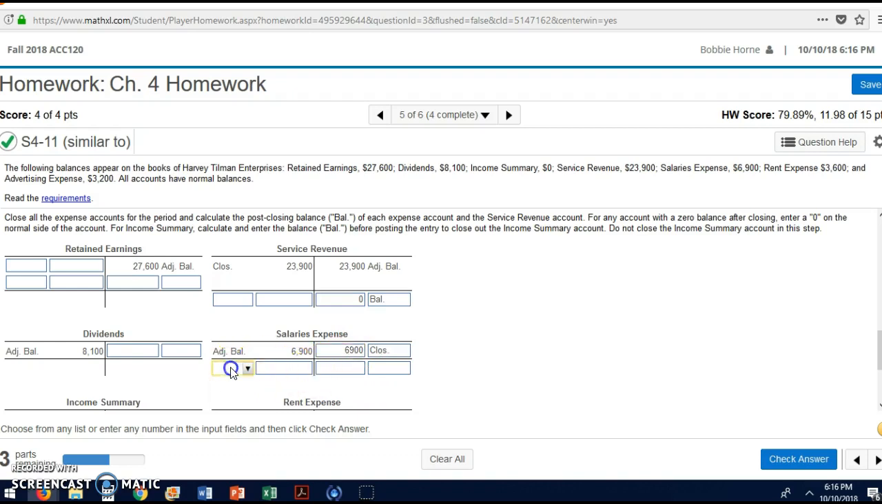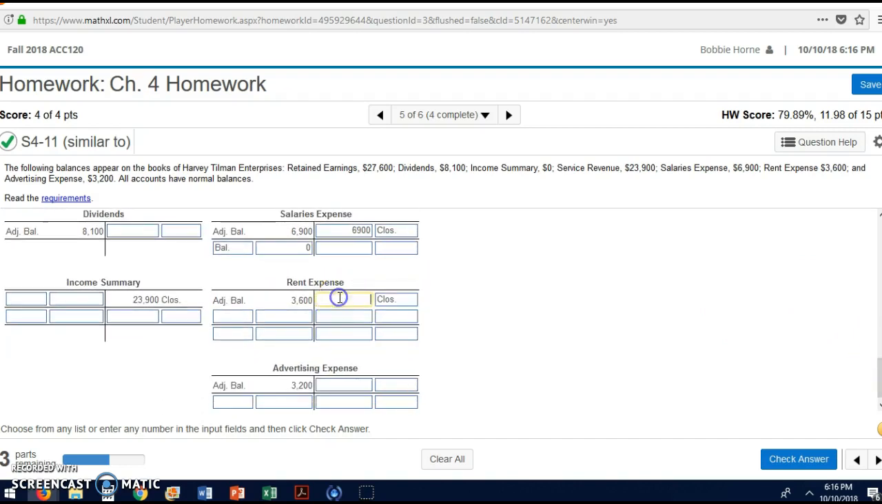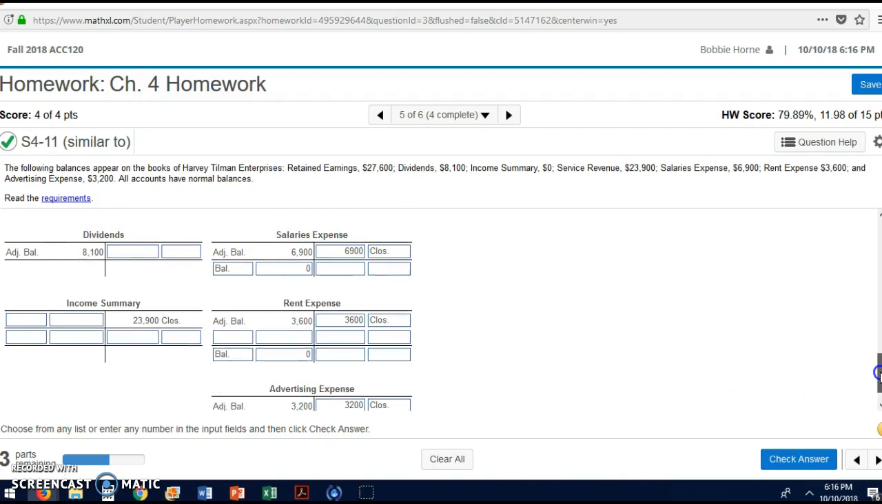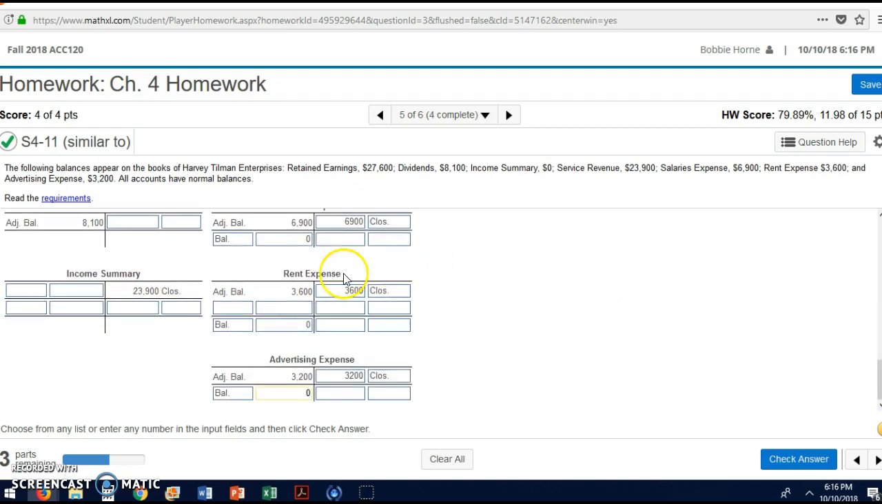So this would be 6,900. So now it has a zero balance. This one will be a balance of zero now that we closed it, and this will be a balance of zero. So we've closed all of our expense accounts. Now we need to get a total here. So 6,900 plus 3,600 is 10,500 plus 3,200 is 13,700. 10,500, that should be right. So we're going to put that on the other side of the income summary.